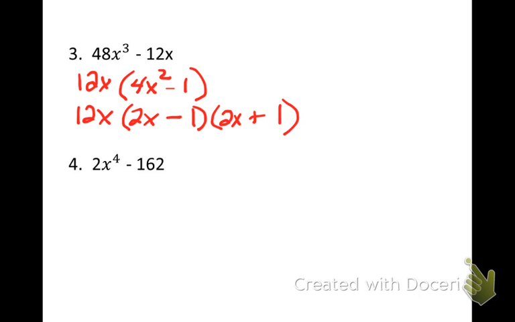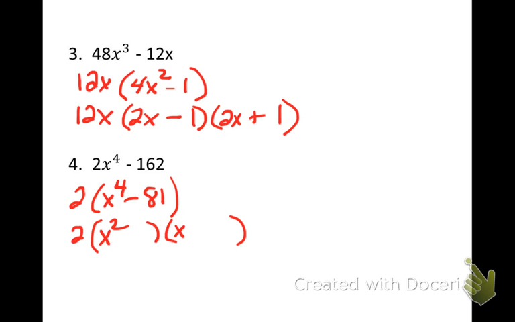Is there anything in common here? Yes, there is a 2 in common. So we're going to factor the 2 out, leaving us x to the 4th minus 81. Is this a difference of squares? Yes, it is. So we need our two sets of parentheses, x squared and x squared. Square root of 81 is 9, so 9 and 9. One minus, one plus.